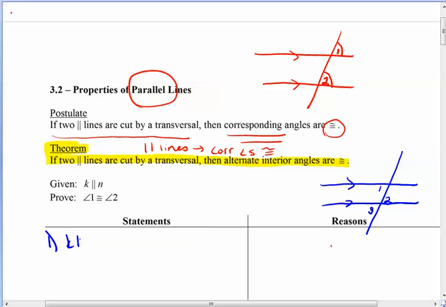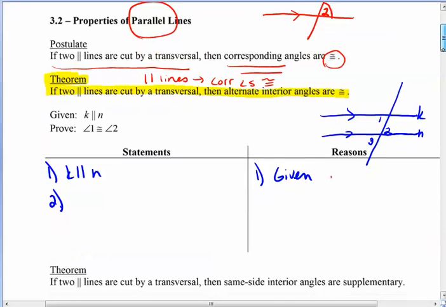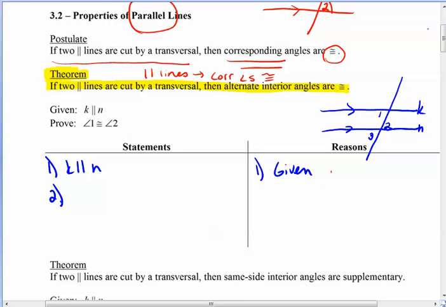So my proof, unsurprisingly, starts with the given information. Let's call this line K and this line N. And what I need is a way to start talking about angle 1 and angle 2. Now, I don't know anything about their relationship yet, but I do know something about angle 1 and angle 3. If you look at angle 1 and angle 3, you can see that they're actually corresponding angles. And we just learned something about corresponding angles in the postulate above. We learned that if lines are parallel, then corresponding angles are congruent.